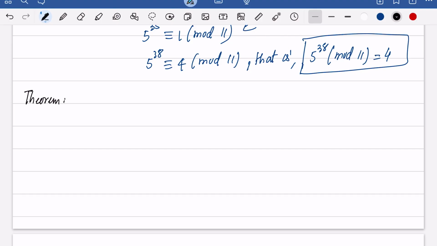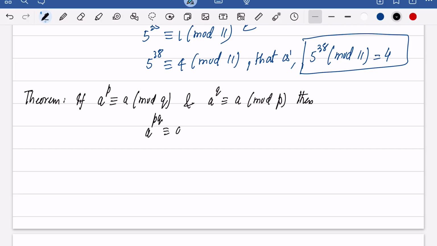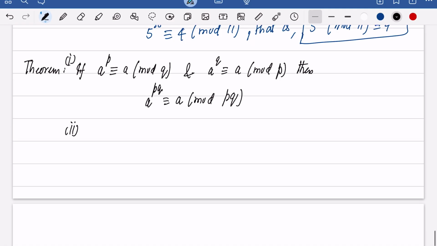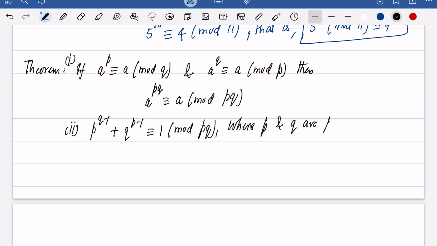Now let's take up another theorem that is similar to Fermat's theorem. If a^p is congruent to a mod q and a^q is congruent to a mod p, then a^(pq) is congruent to a mod pq. Similarly, the second statement similar to this one is p^(q-1) plus q^(p-1) is always congruent to 1 modulo pq, where p and q are primes. Both of these results require p and q to be prime numbers.